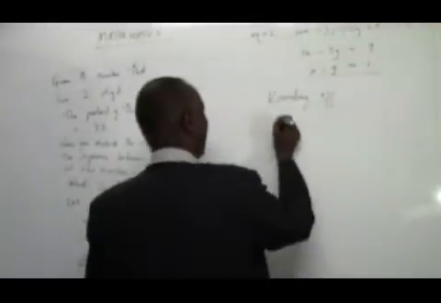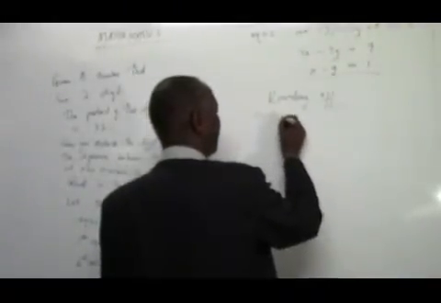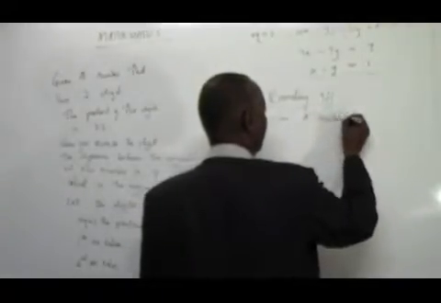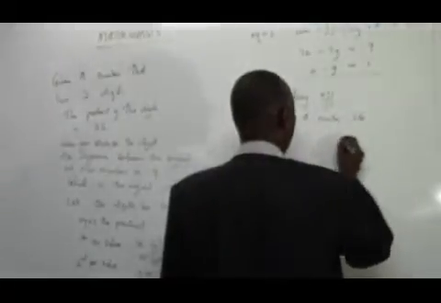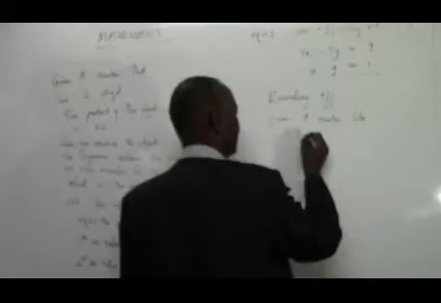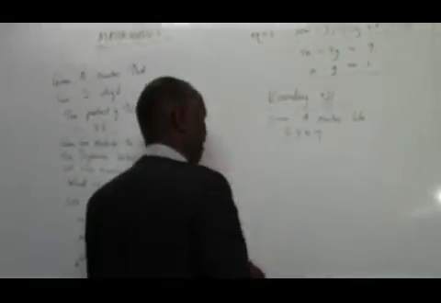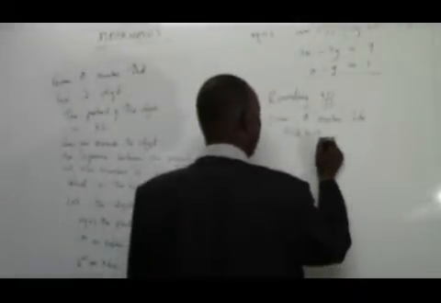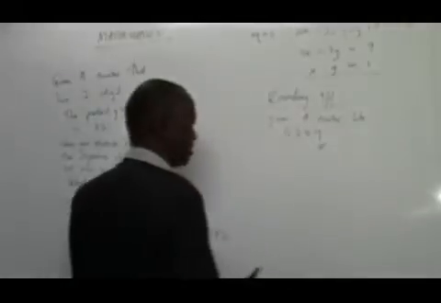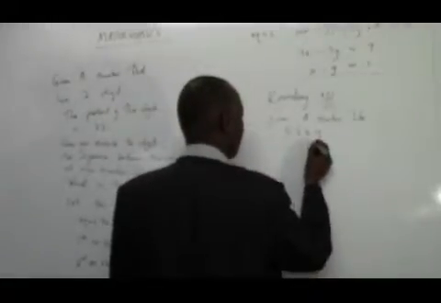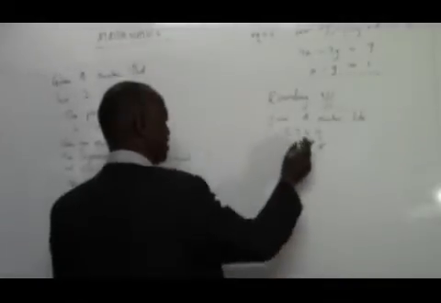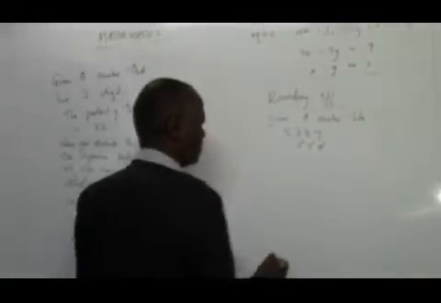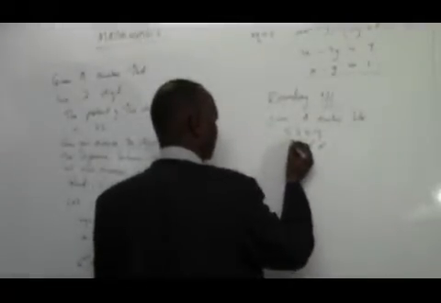Now, given a number like 5349. Now we know that this point, 10 to the power of 0, is to the nearest ones. 10 to the power of 1 is to the nearest tens. 4 is to the nearest tens. This is to the hundreds, 10 to the power of 2. And this is to the thousands, 10 to the power of 3.